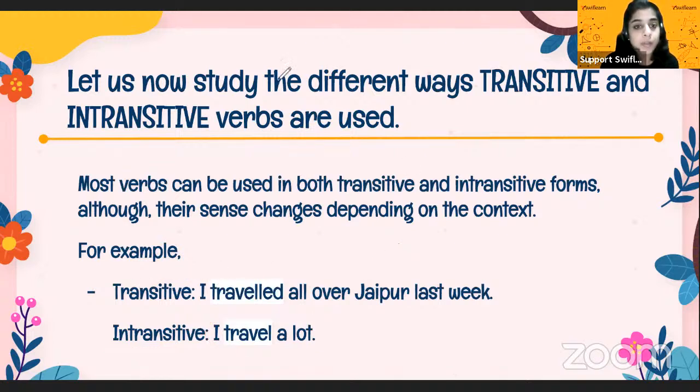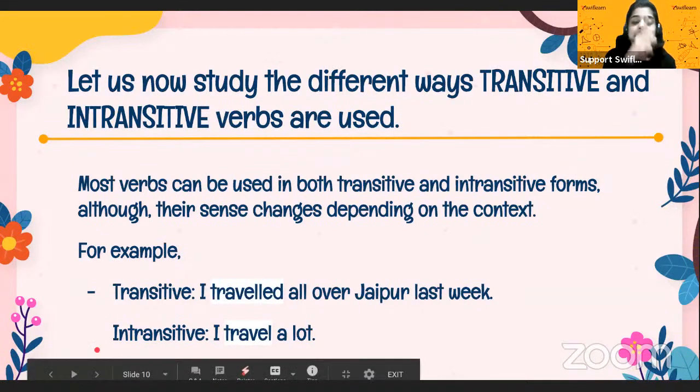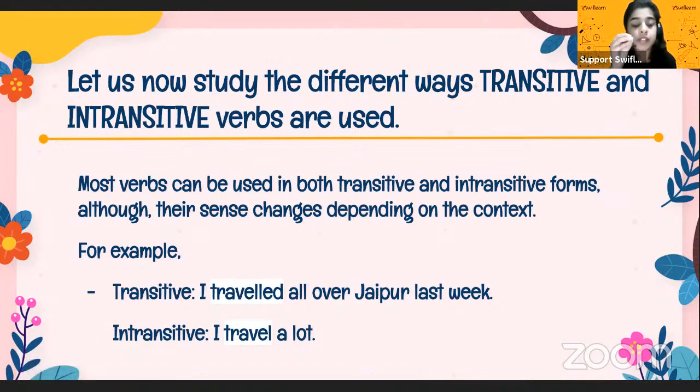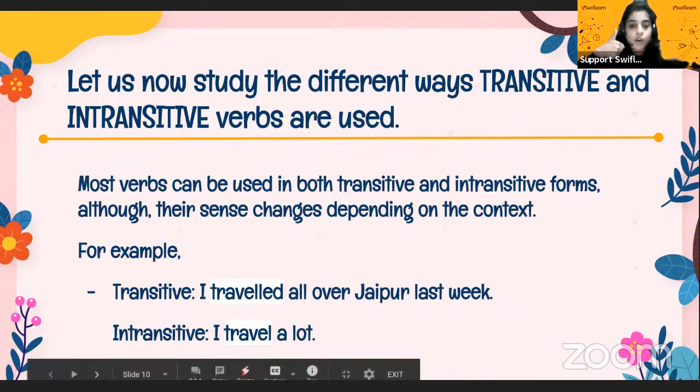I hope transitive and intransitive is clear to you. Transitive means action is transferring from doer to object. We need object. Intransitive means action is not being transferred. So, clear transitive and intransitive?